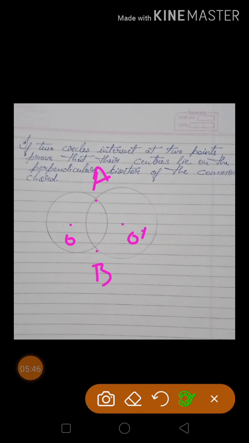Now the common chord. What is the common chord? If we join AB, this will be the chord of the first circle as well as of the second circle. This chord AB is of both the circles, so we can say AB is the common chord. It is given in the question that we have to prove that their centers, these are the centers O and O dash, lie on the perpendicular bisector of the common chord. This is the common chord. If we draw the perpendicular bisector, like this, on this perpendicular bisector O and O dash will lie. Okay, O and O dash will lie on the perpendicular bisector of AB.